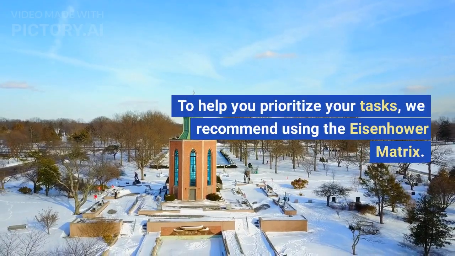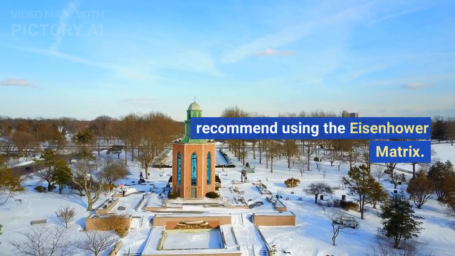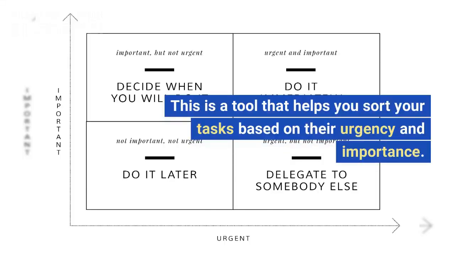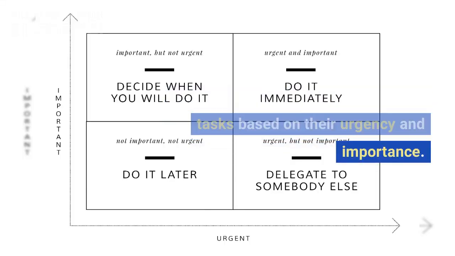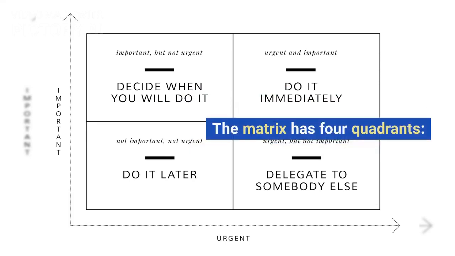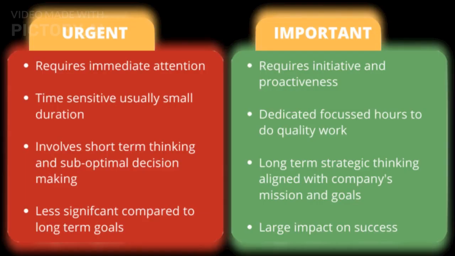To help you prioritize your tasks, we recommend using the Eisenhower Matrix. This is a tool that helps you sort your tasks based on their urgency and importance. The matrix has 4 quadrants.